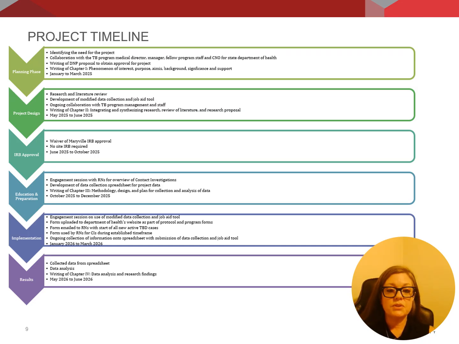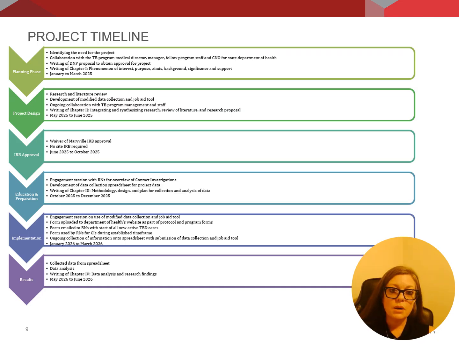This chapter included the phenomenon of interest, the purpose, aims, background, significance, and support for the project. Project design included research for the project and the literature review, making the modifications to the existing data collection tool, and obtaining chair and program and project site approval, and also included the writing of Chapter 2 that outlined the integration and synthesis of the literature.